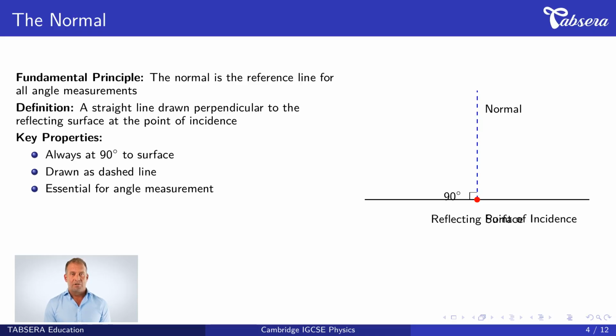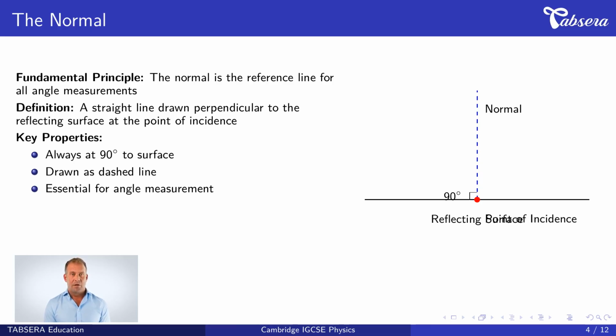Let's explore our first core concept, the normal. The fundamental principle states that the normal is the reference line for all angle measurements in reflection. This means every angle we measure must be taken from this line, not from the surface itself. The definition is a straight line drawn perpendicular to the reflecting surface at the point of incidence. Perpendicular means at exactly 90 degrees. The point of incidence is where the light ray hits the surface.